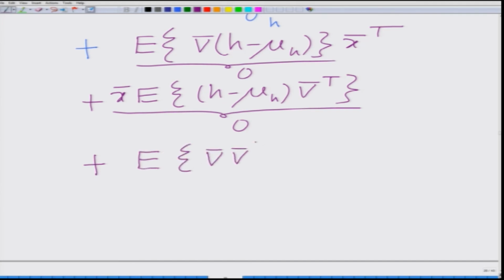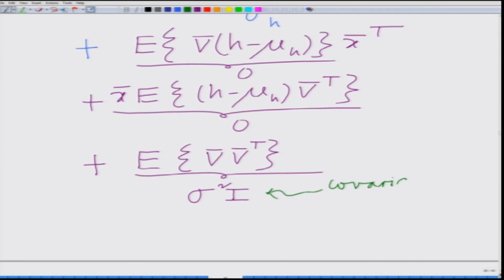and the last term is v bar transpose. We know this is sigma square times identity. This is the covariance matrix of noise.